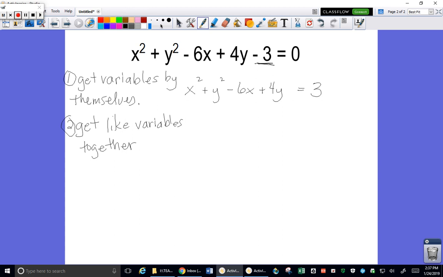So we have the x squared and the minus 6x. We get that together. And then we get the plus y squared and the plus 4y together. And that equals 3 still. Then step number 3, the important step, is to add the squares. Literally, we're going to put 2 boxes into our equation.